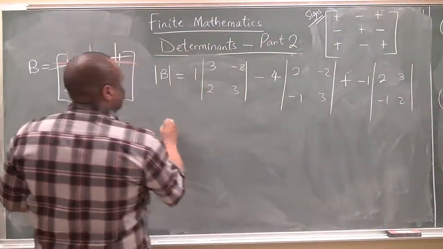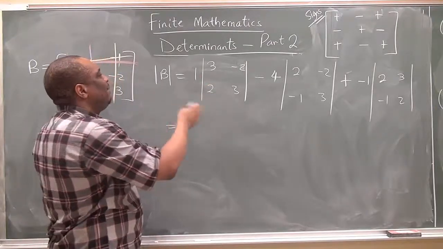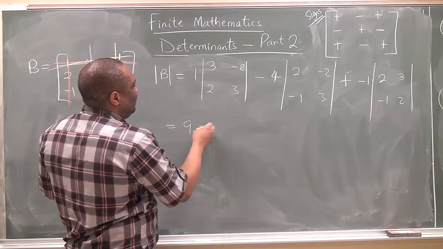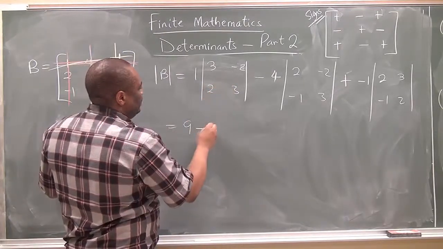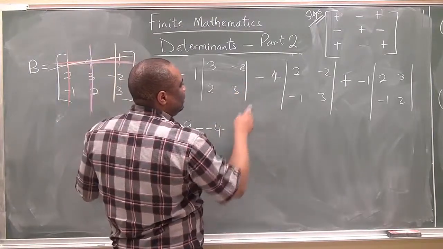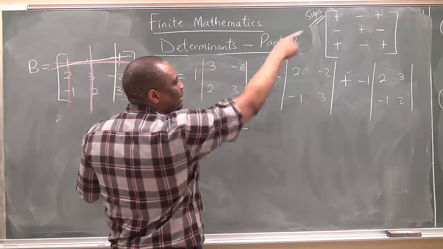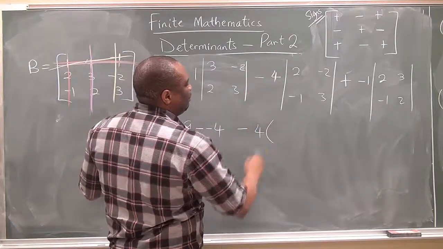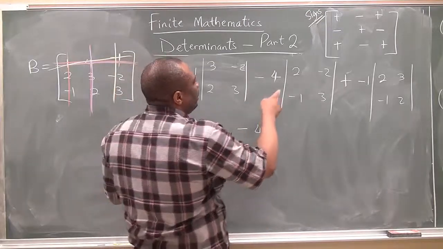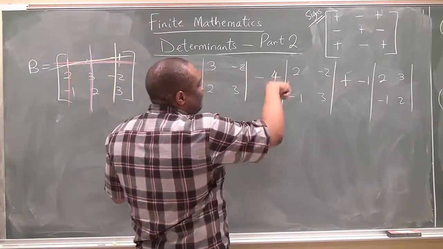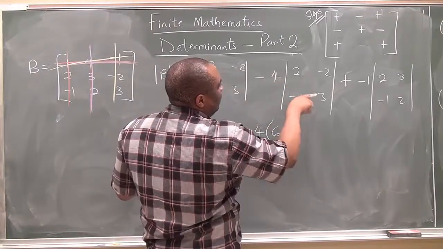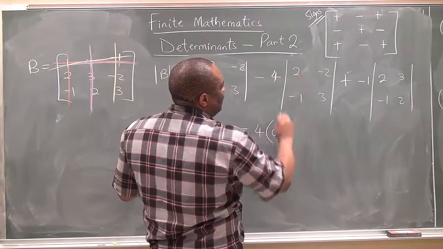So this will now be what now? One, I could care less about it because one times anything is that thing. Three times three is what? 9. Minus. Two times negative 2 is negative 4. Then, minus, just put minus, okay? Minus 4. I can put my parentheses because 4 is going to multiply that, right? So, remember this is minus 4, that. Then 2 times 3 is what? 6. Minus. Minus 1 times minus 2 is 2.